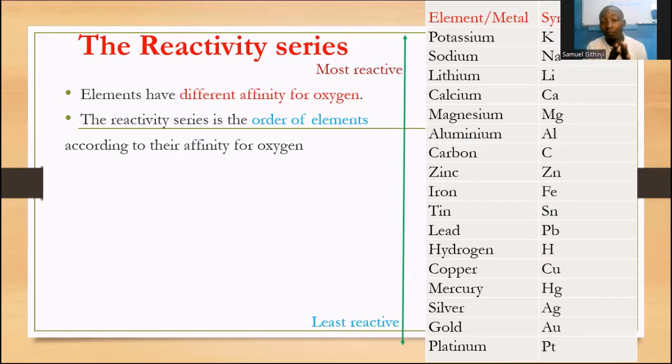Why is that possible? Because hydrogen is more reactive than the metals below it. So the metals below it cannot displace hydrogen ions from the acids. That is a concept that you need to know. And you can see that's the reactivity of metals, except the two non-metals there.